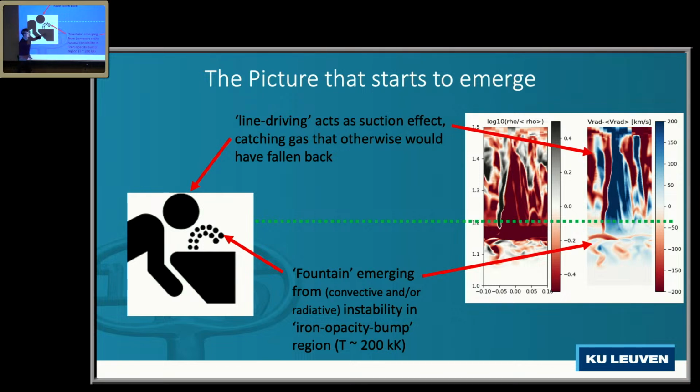You have your light fountain. So if you drink from above, then you can imagine yourself being the line driving effect, actually acting as a suction effect, catching back gas that otherwise would have fallen back. You have this there, and they will fall back, but you have some line driving suction effect coming from above, okay? So that essentially, I would say, is the major picture that would emerge.